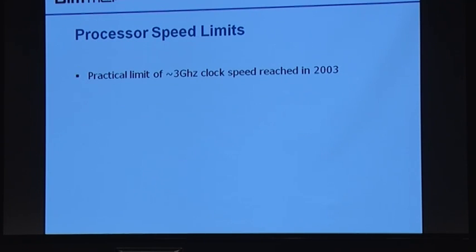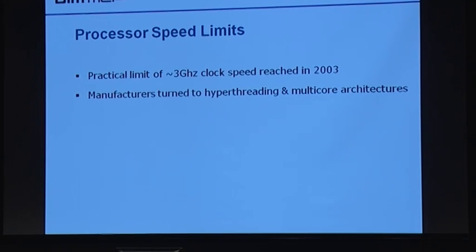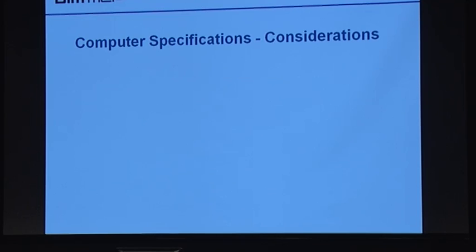Computers, how fast? Good question. I thought I might give you a little bit of history on processor speeds and how it in particular affects CAD products. The practical limit on clock speed was reached in about 2003. And so what manufacturers did is they then turned to hyper-threading and multi-core architectures. That's where you have 1 or 2 or more CPUs on a chip. So these days you'll find they're talking about quad-core chips, and generally those chips have effectively two CPUs on them, so they'll run 8 processors. And concurrency is certainly the next major revolution in software, but it doesn't apply to CAD yet. The problem with CAD is that it's single-threaded.